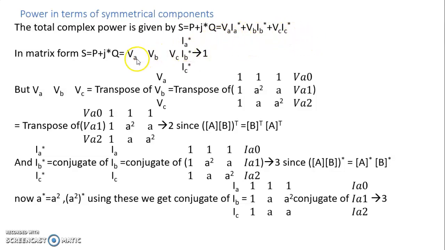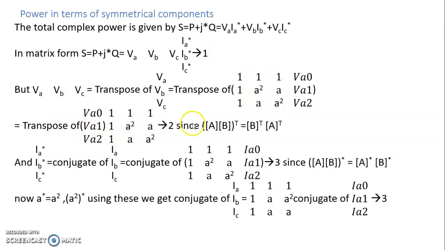Now separately we will solve the row and the column vector. Already I know VA, VB, VC is a row vector. I have to convert it into a column, so I will take a transpose. The transpose of this is given by VA, VB, VC. I know VA, VB, VC is given by the matrix 1, 1, 1; 1, a square, a; 1, a, a square, multiplied with VA0, VA1, VA2. So I have to take the transpose of this. The transpose gives VA0, VA1, VA2 as a column vector.